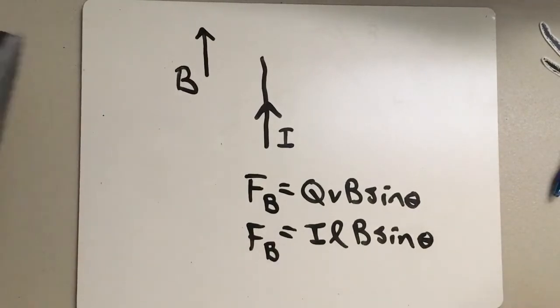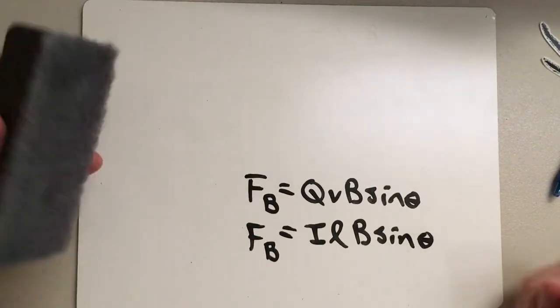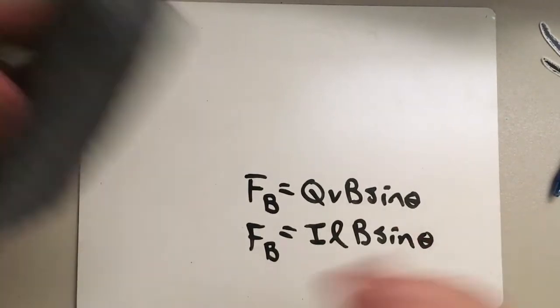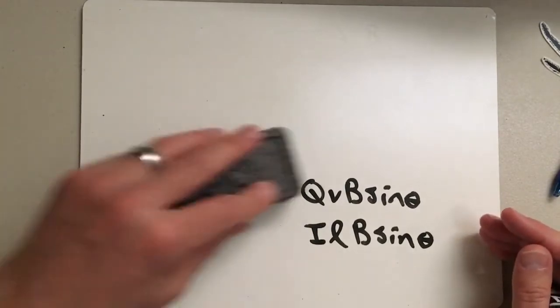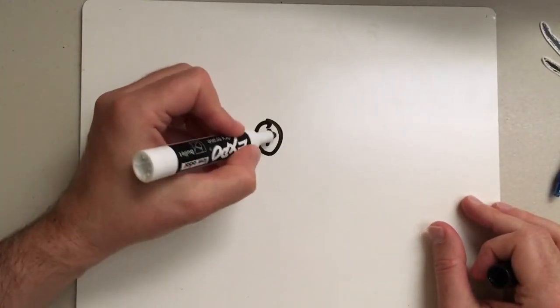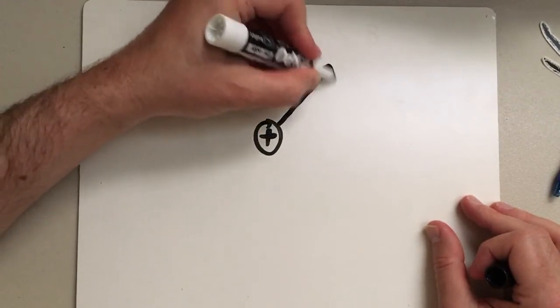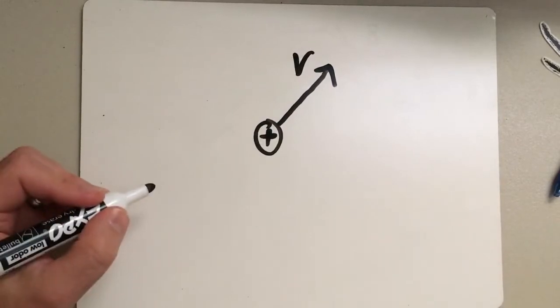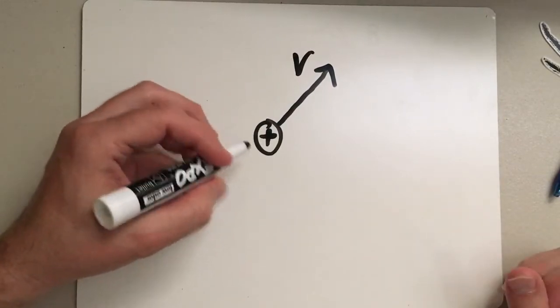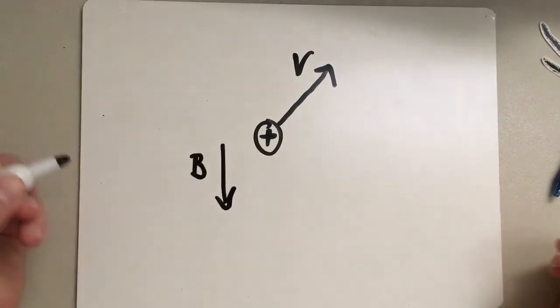I want to do one more example just because you need to see some examples, and I can't do every single possibility, but I want to do one more just to help you understand how the right-hand rule works. So let's do one more. We'll do a positive charge, and this time I'm going to say the velocity is that way, and I'm going to say the magnetic field is down.